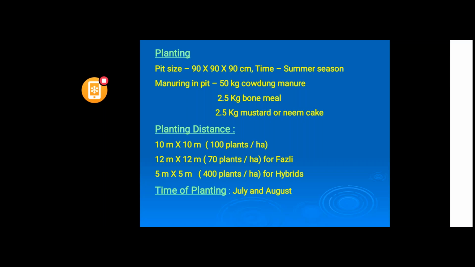Time of planting is July to August. In heavy rainfall areas it should be planted after the rain, or in dry regions it should be planted in June to July.